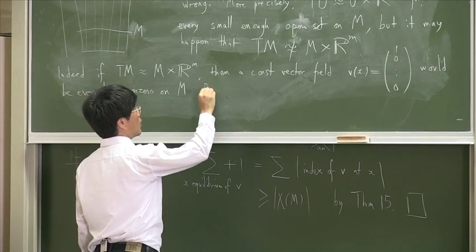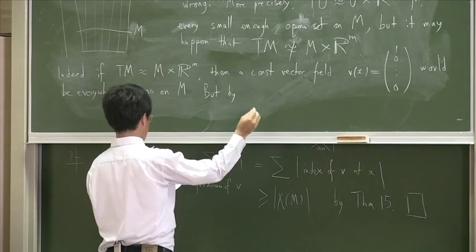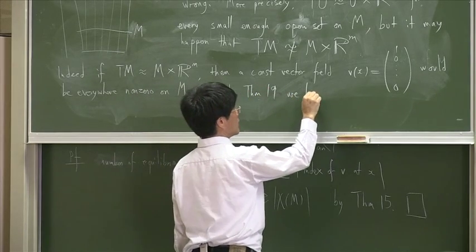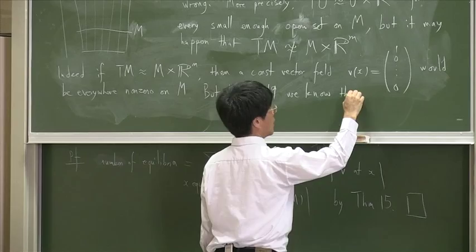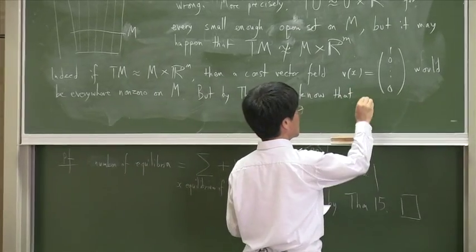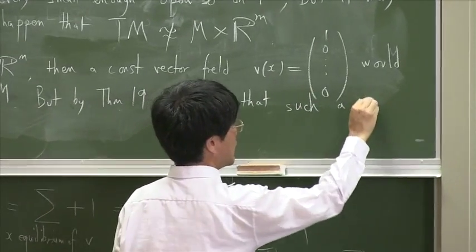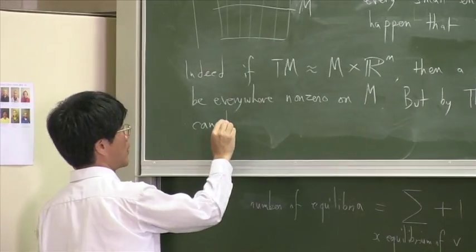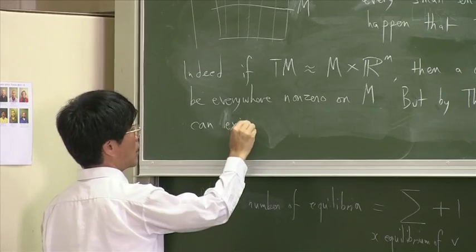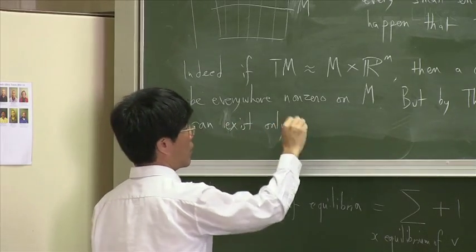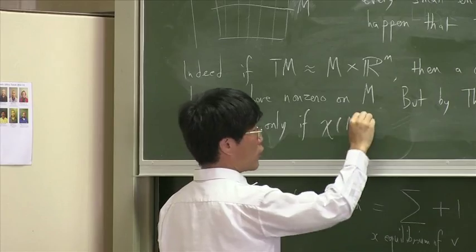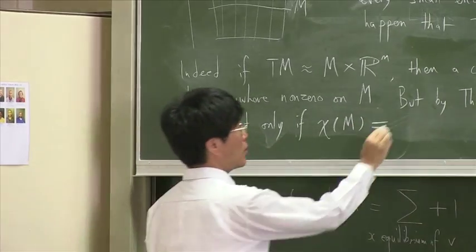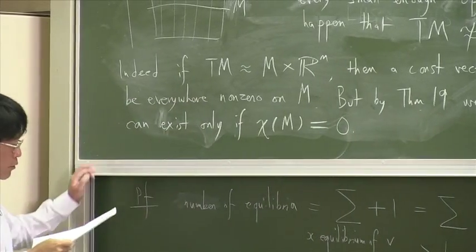But by the theorem that we have just proved, theorem 19, we know that such a vector field, such a V, can exist only if the Euler characteristic is zero. And we know also that there are plenty of manifolds out there whose Euler characteristic is not zero. So something is going wrong.